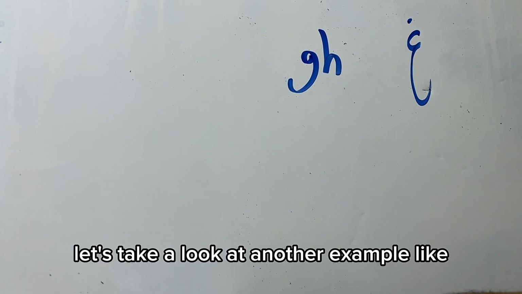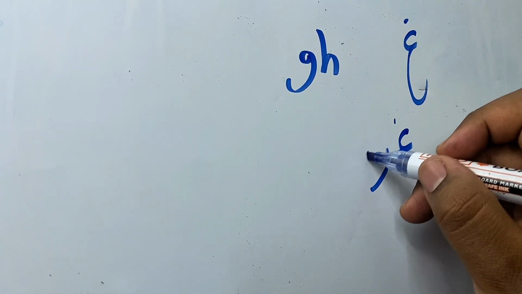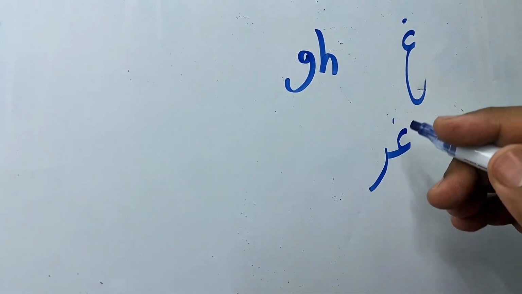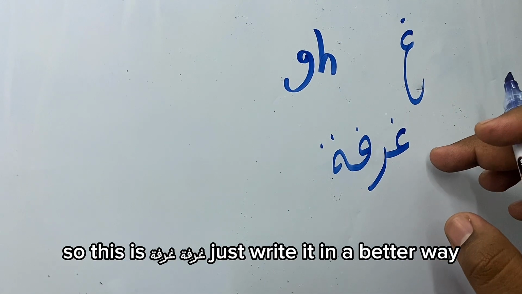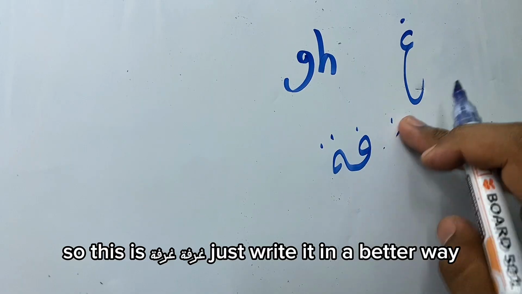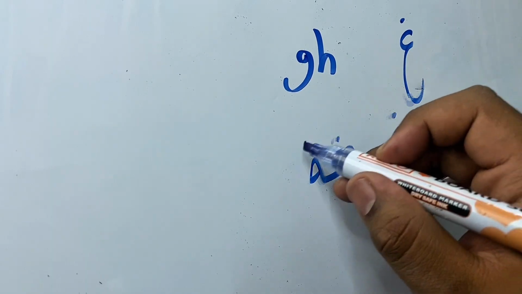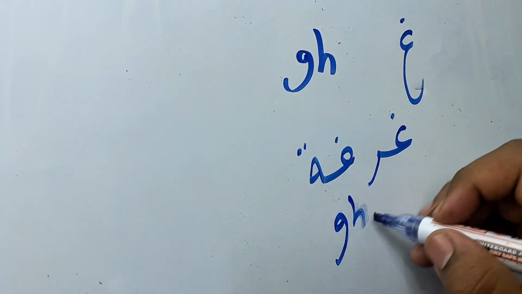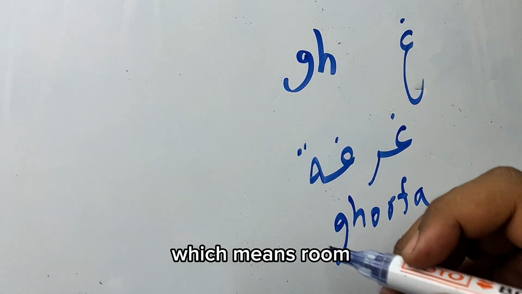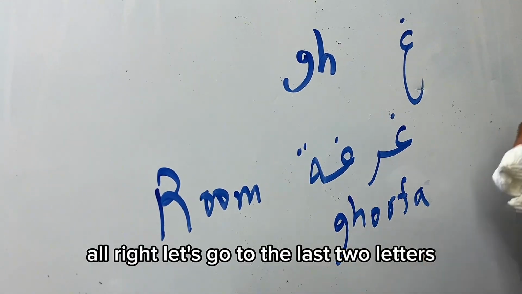Let's take a look at another example, so this is غرفة, غرفة. Let's write it in a better way. غرفة, which means room. غرفة. All right, let's go to the last 2 letters.